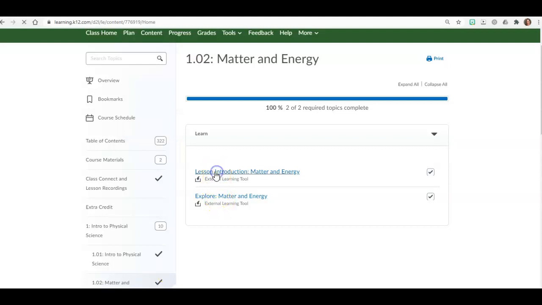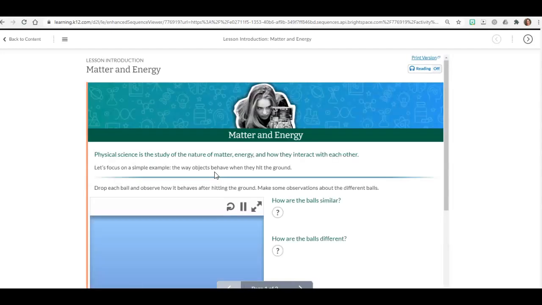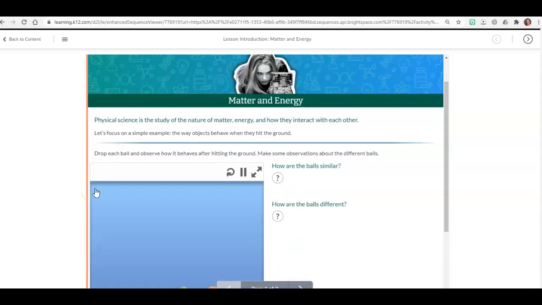So as we get into the lesson today, we get a good idea of what we are going to be talking about. We learned in the last lesson that physical science is the study of the nature of matter, energy, and how they interact with each other. So we're going to focus on a simple example, the way objects behave when they hit the ground. And you'll see this theme come up multiple times during this unit.